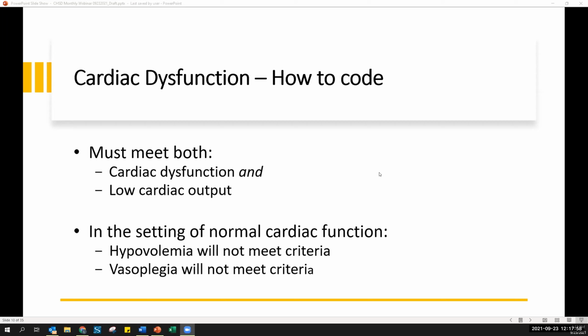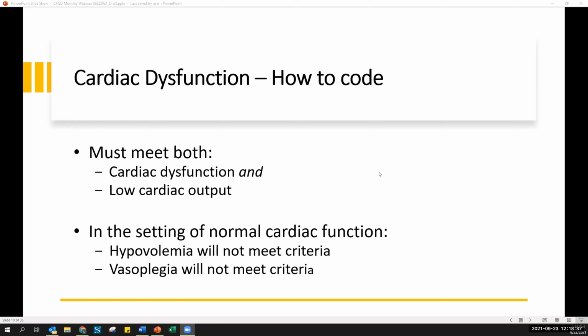Okay, so really the intent of coding cardiac dysfunction and on to cardiac failure is that it's a continuum. You're going to start out in cardiac dysfunction, and then perhaps you could even move into cardiac failure along that continuum. And so what the STS database is looking for is you need both cardiac dysfunction and a low cardiac output state. So in the absence of that cardiac dysfunction, so in the cases of hypovolemia and vasoplegia, these are not meeting the criteria of what we're looking for in STS of cardiac dysfunction and a low cardiac output state.